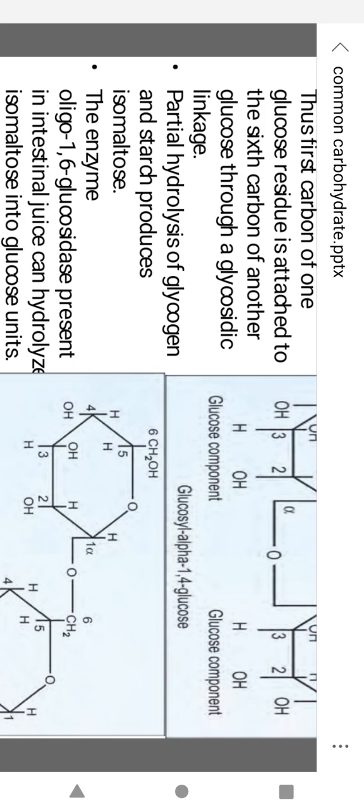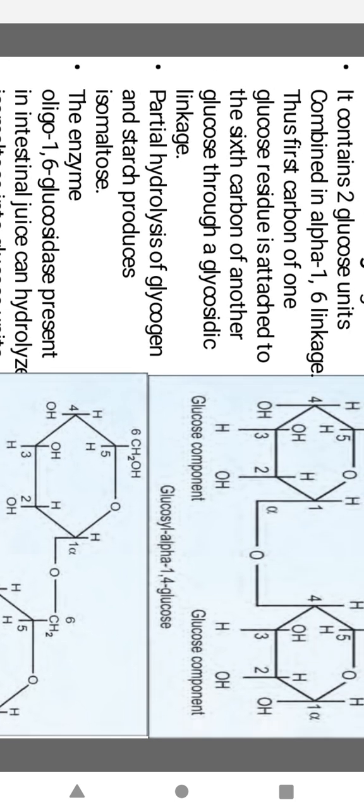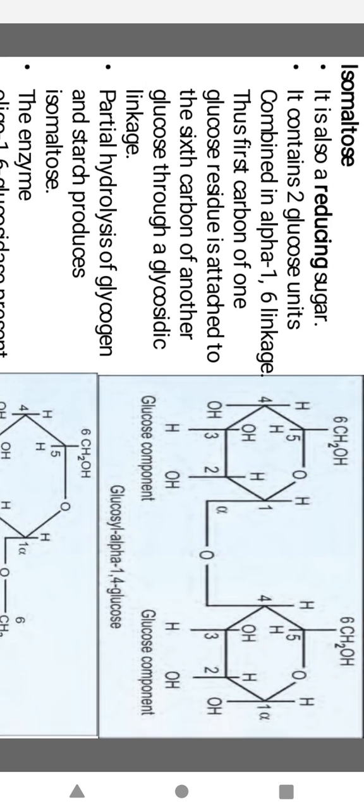The enzyme oligo 1,6 glycosidase, present in intestinal juice, can hydrolyze isomaltose into glucose units, and here the bond is a 1,6 linkage. First, maltose has a 1,4 linkage.